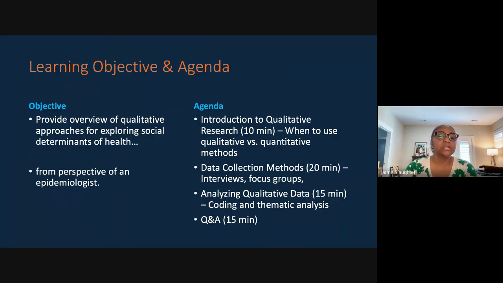So just our agenda today, a brief introduction to qualitative method research, when to use qualitative versus quantitative, going over some data collection methods, and then analyzing qualitative data. And then in the end, I've snuck in a couple of examples of where I've used qualitative methods.